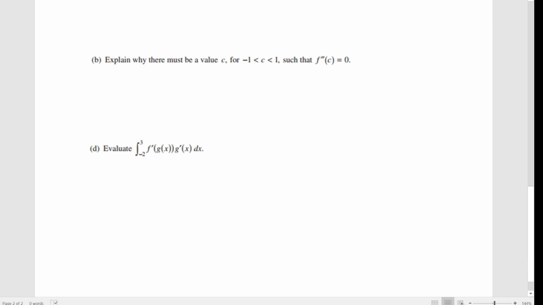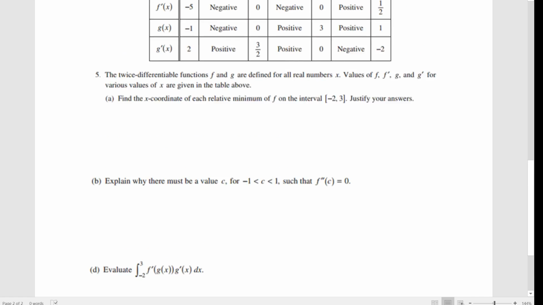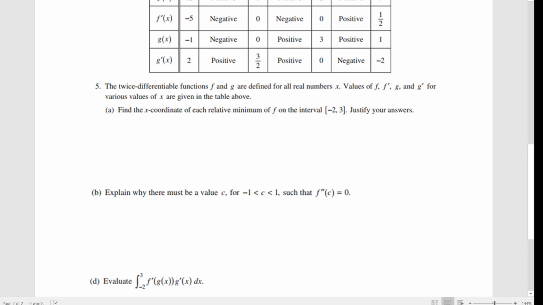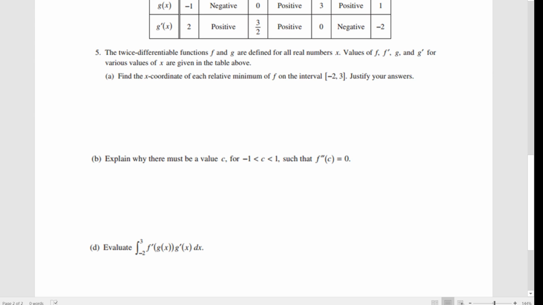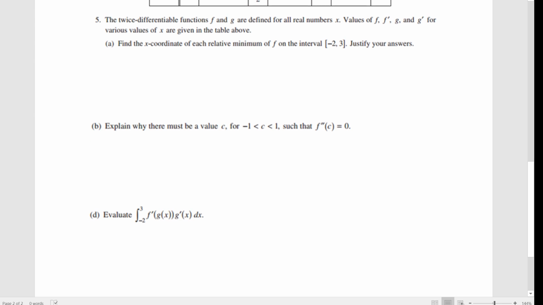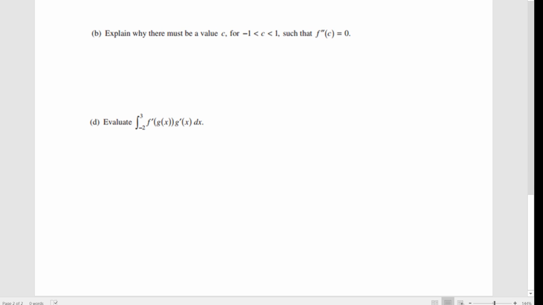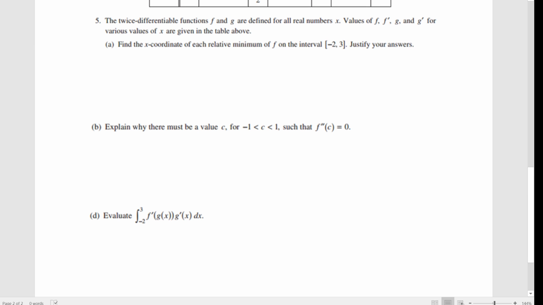All right, now to go down to D. Notice how I ruled out C. It's because most of these free response questions are from all sorts of units. Let's see what we've gotten so far. Find the x-coordinate of each relative minimum. That's chapter 3. Next one, chapter 3. And D, chapter 4.